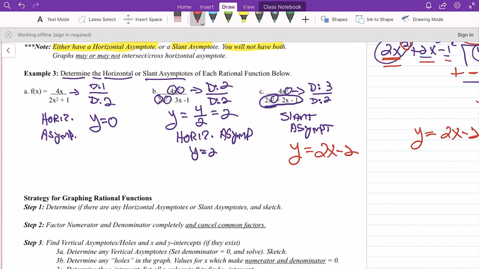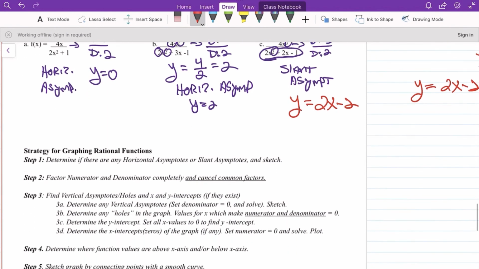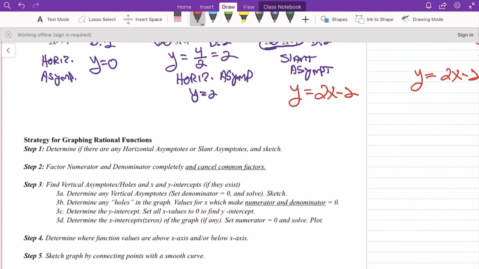And in the next set of videos, we're actually going to put all the pieces together. As you can see below, it's kind of like a little trailer for what's to come. This is our strategy, and this is going to be in video number 3. These are all the steps that are going to be involved in graphing rational functions.